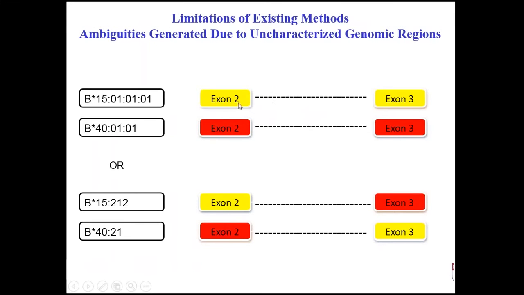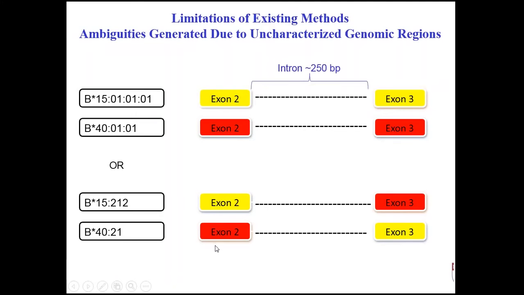Another kind of problem was the fact that, because of the extreme polymorphism of these genes, there are arrangements of exons. Here we can see exon 2 and exon 3, red and yellow indicating different sequences. And these different sequences can be in a cis arrangement or trans arrangement right below. So it means that you have different combinations of alleles, and you can have the 1501, 4001 in the upper case, or the 1512, 4021 in the lower case.